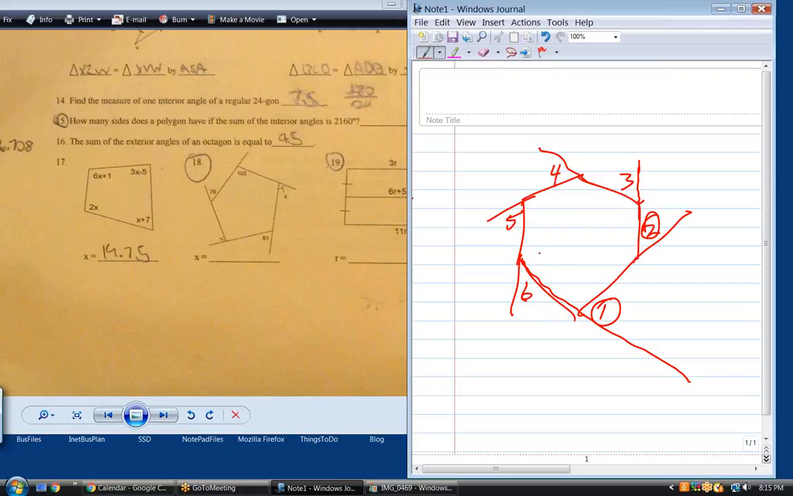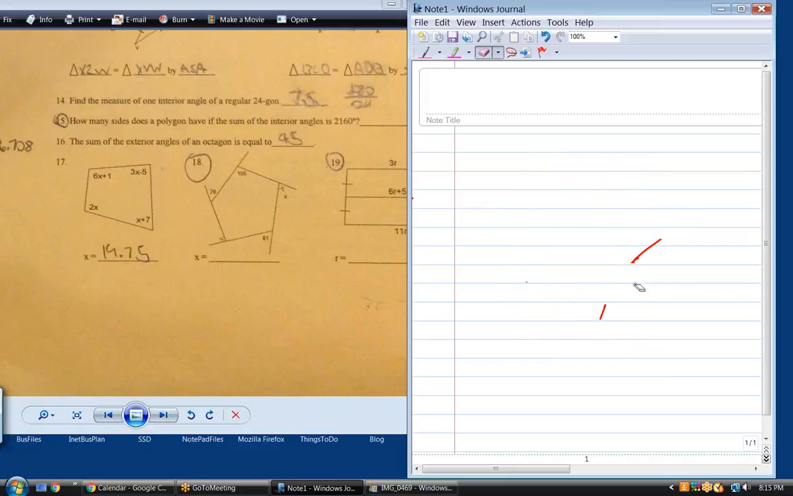And you'll notice that the more sides you have, the smaller these exterior angles get. If I had a 30-sided polygon, the exterior angles are going to be really tiny. So that's why they always add up to the same number, 360: as you get more sides, the exterior angles get smaller.